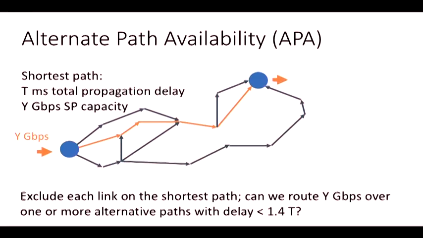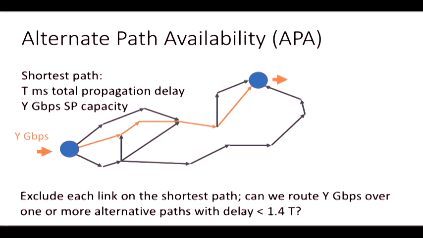Okay, we're going to do something very simple. We're going to look at each link on the shortest path in turn, and then we're going to exclude it from the network. And then we're going to ask the simple question, can we route y gigabits per second over one or more alternative paths that have a delay less than 1.4 times the delay of the shortest path? So 1.4 here is a threshold for good enough propagation delay.